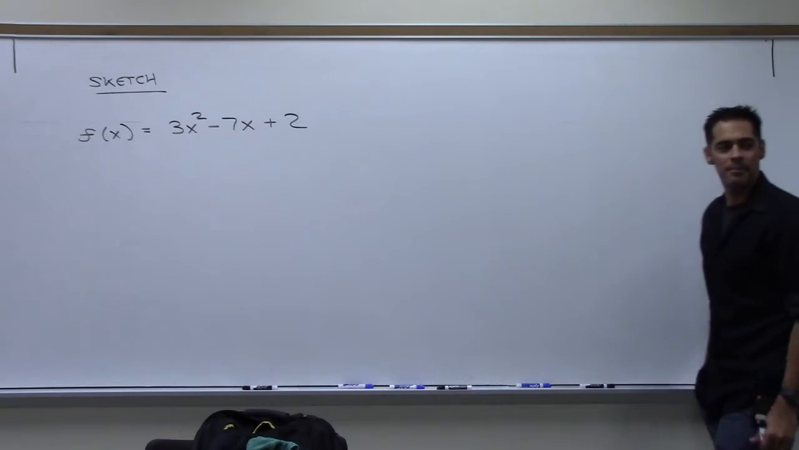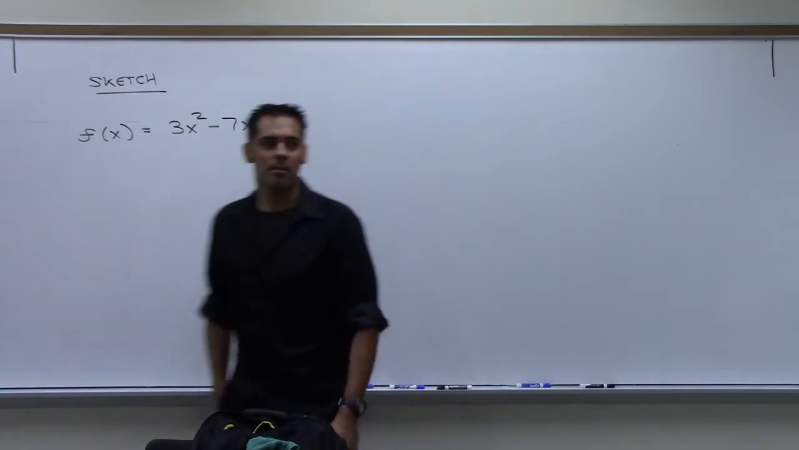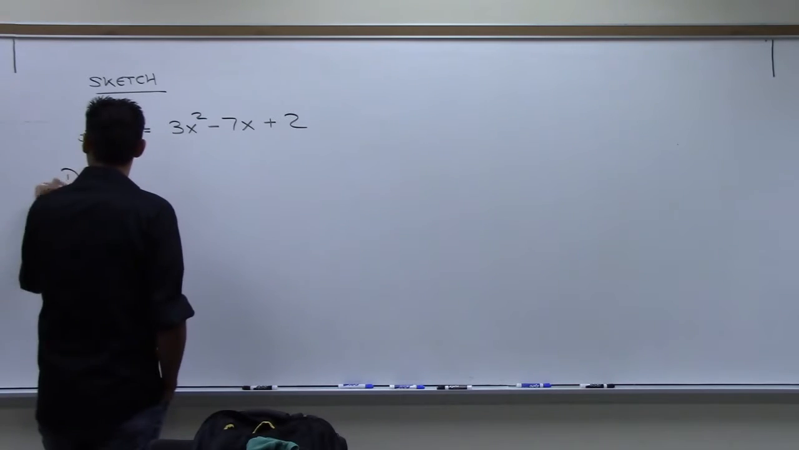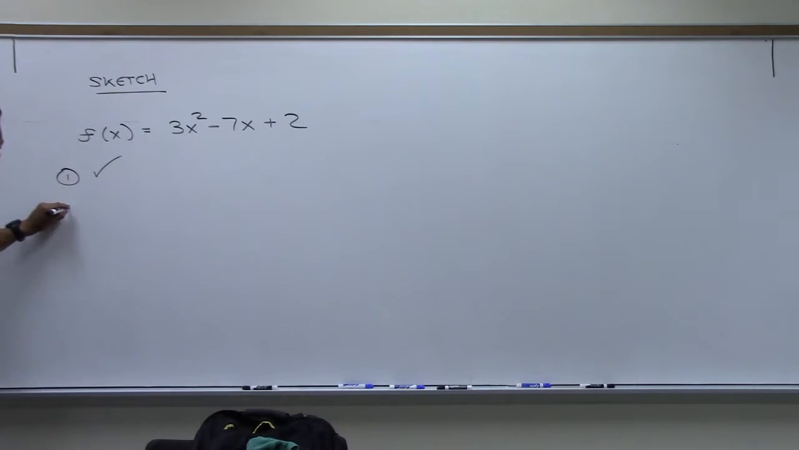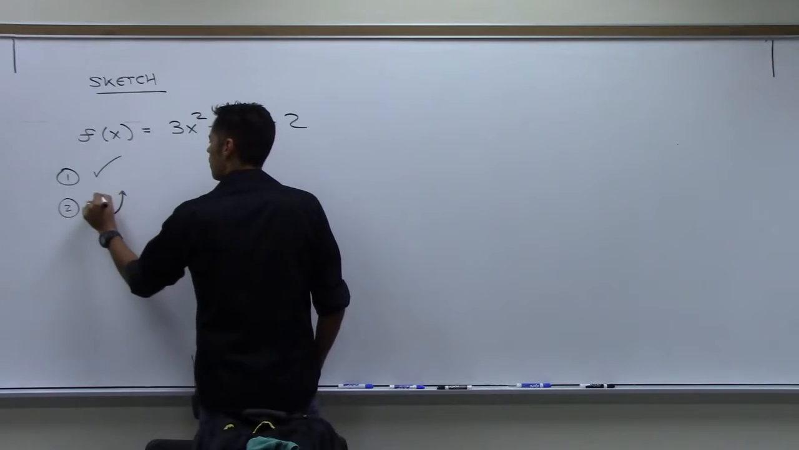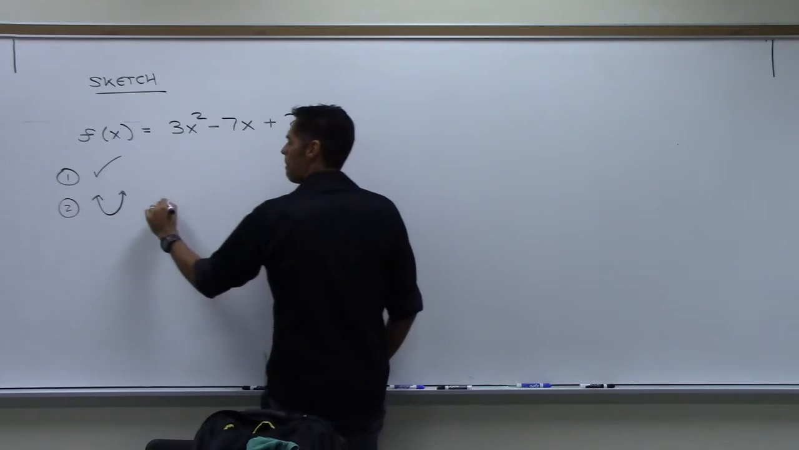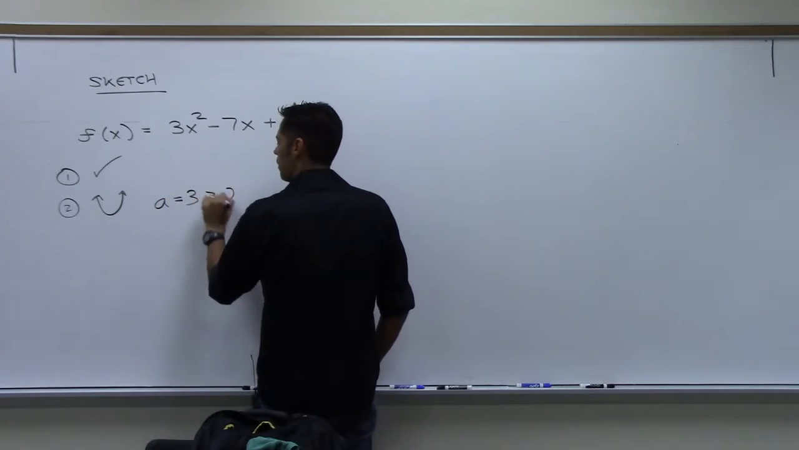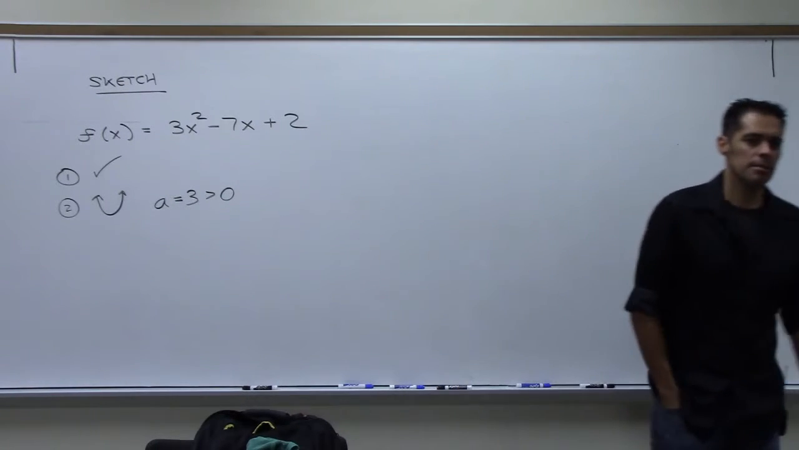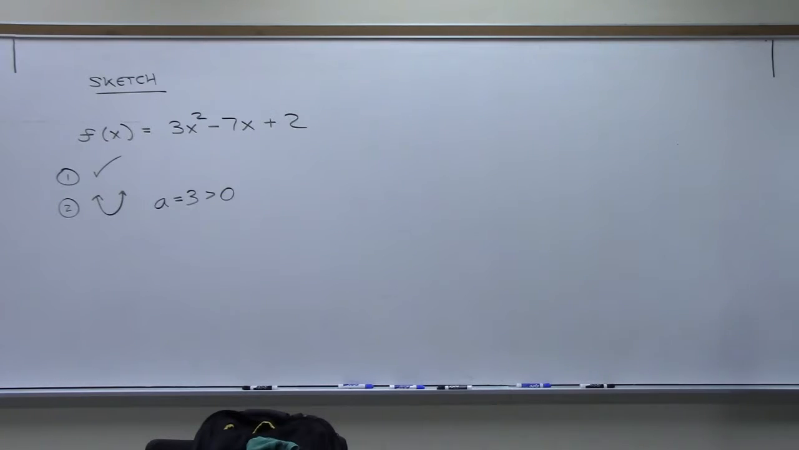Okay, Amber, you're up. You're going to do the first 2 steps for me. Make sure it's a. Okay, second step. So what does this one do? Why is it going to go up? That's right. Good. This number is greater than 0, so it opens up. And we move on to Gerald.